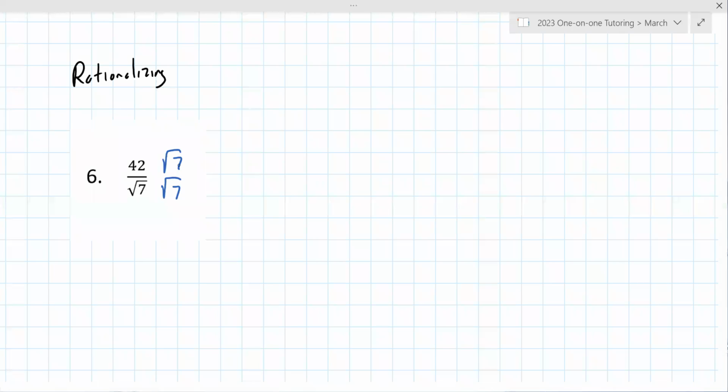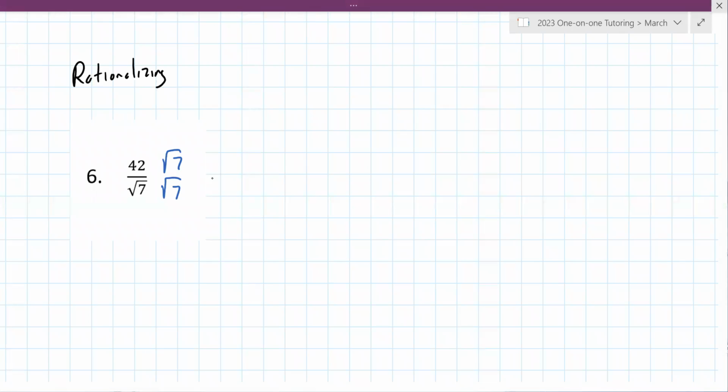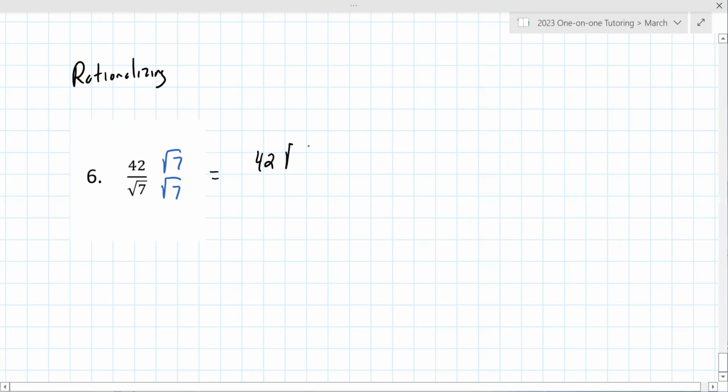So on the top, this becomes 42 times the square root of 7. What you cannot do is multiply these two numbers because only one of them is under the square root. On the bottom, we did a couple of these already. You can multiply the 7 and the 7 because they both have a square root. That's the square root of 49. That should look familiar to you. You should say, oh, I know how to reduce that. The square root of 49 is 7.